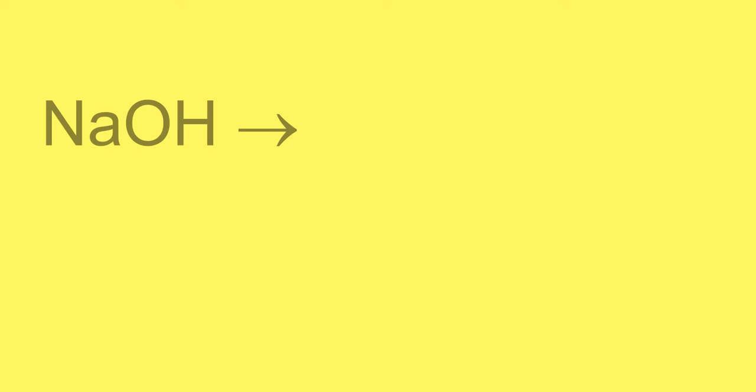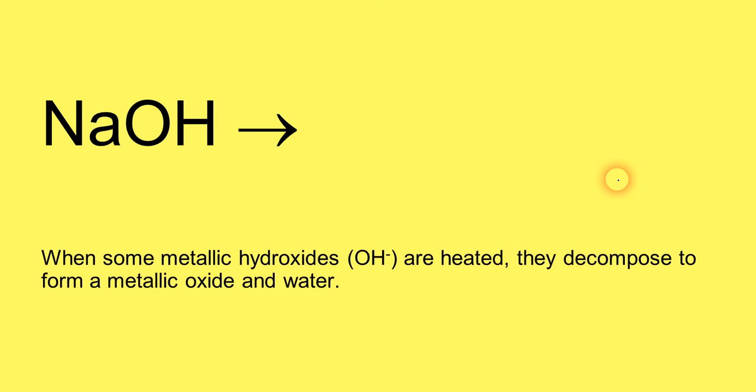Our next reaction is this one, NaOH. So we have sodium hydroxide. And in this decomposition reaction, what's the rule that applies here? Well, when some metallic hydroxides are heated, they decompose to form a metallic oxide and water. So once again, what is the metal in this metallic oxide? Well, I hope you said sodium because once again, that's the only metal that's in this reactant. So the metallic oxide is sodium oxide.